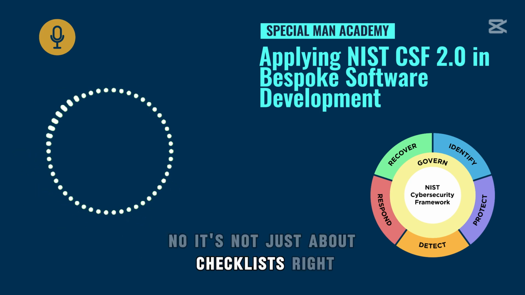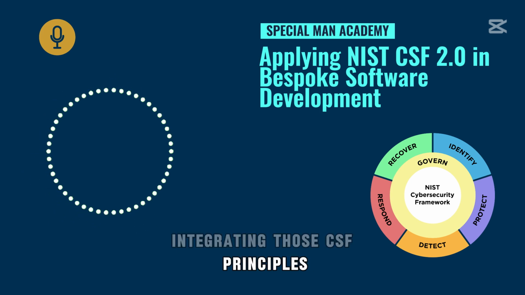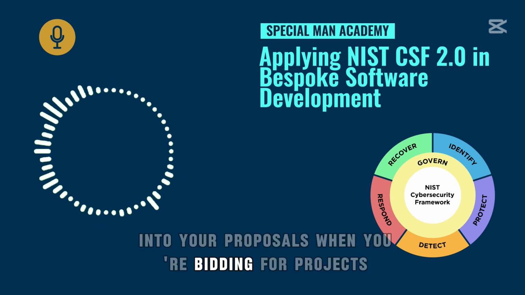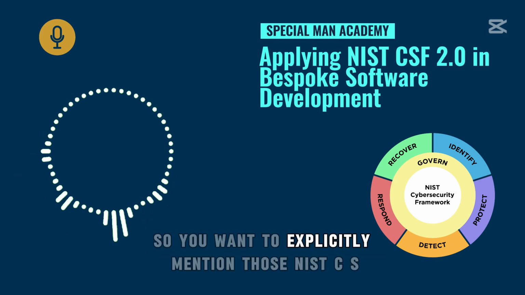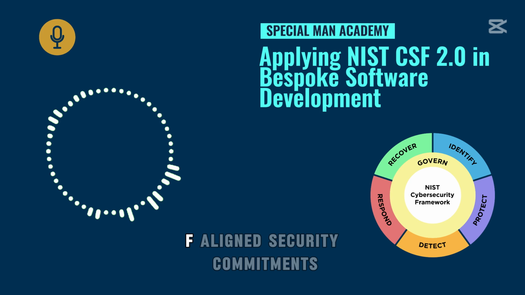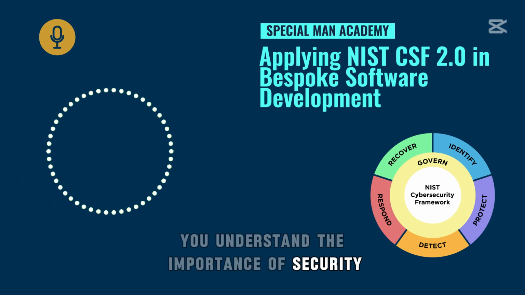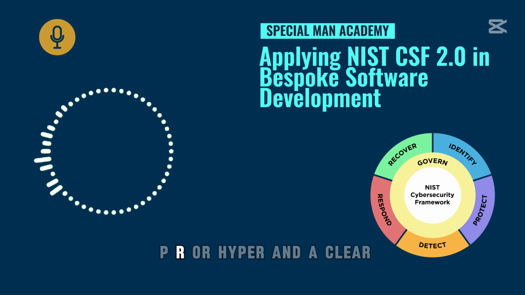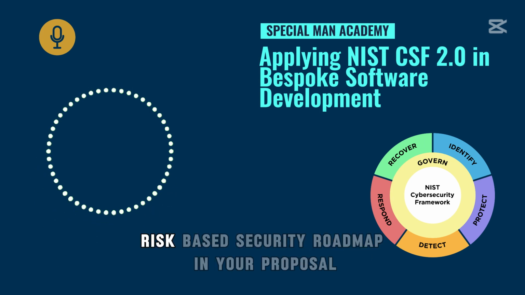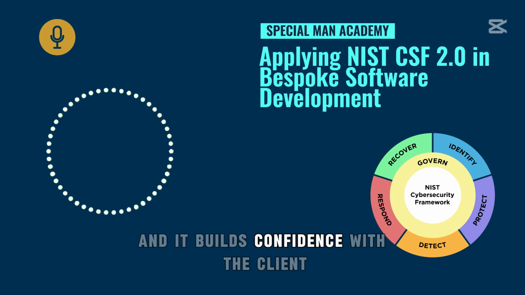No, it's not just about checklists. Right. The NIST framework also talks about integrating those CSF principles into your proposals when you're bidding for projects. Yeah, make it clear that security is a top priority. So you want to explicitly mention those NIST CSF-aligned security commitments. Show the client you understand the importance of security, and highlight your understanding of industry-specific compliance, like GDPR or HIPAA. And a clear, risk-based security roadmap in your proposal can really make you stand out. It shows you've thought this through, and it builds confidence with the client.